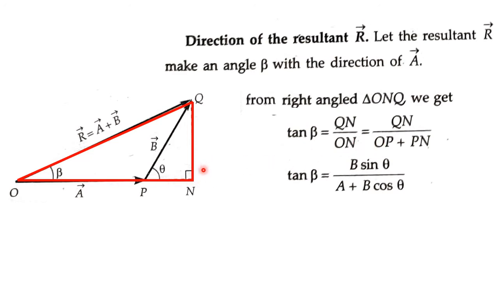Fine. Now your ON can again split into two parts, OP plus PN. So tan beta equals QN divided by OP plus PN. Now we know QN is B sin theta, so I've written B sin theta, and OP is A, and PN equals B cos theta, so I've written B cos theta. So the direction of the resultant vector, or I can say the tangent of the angle beta, equals B sin theta divided by A plus B cos theta. Fine.